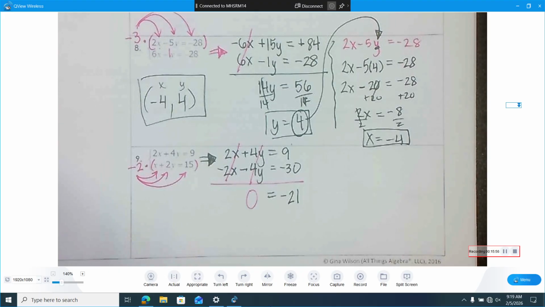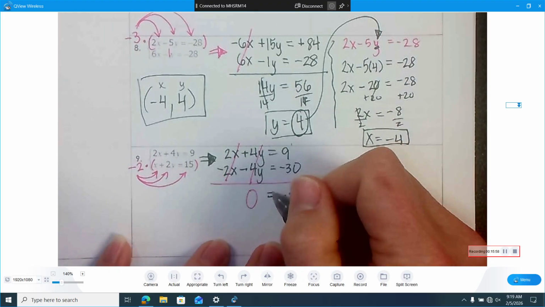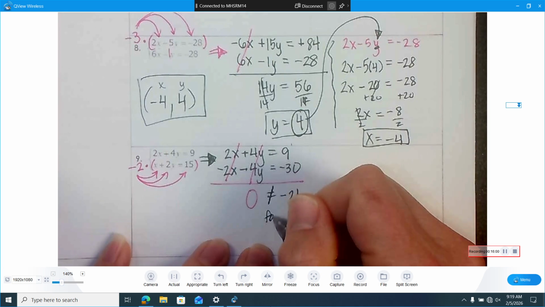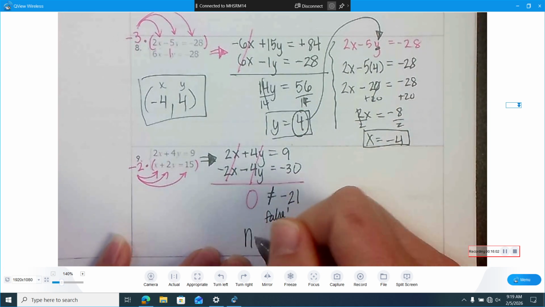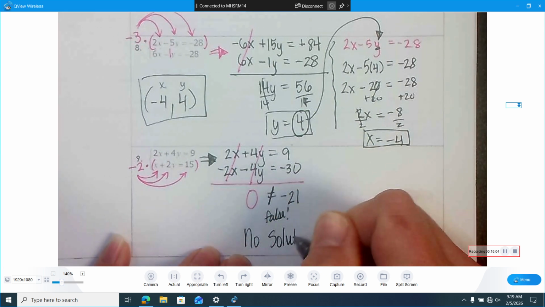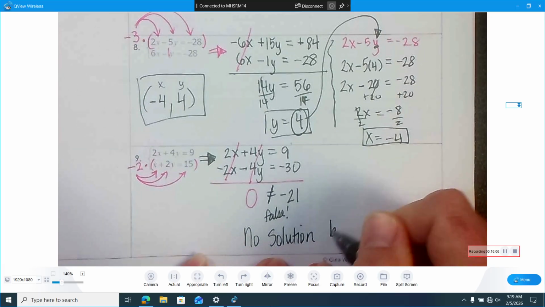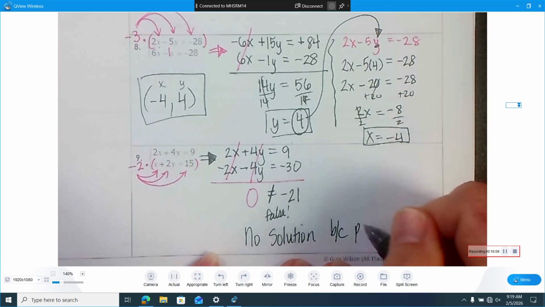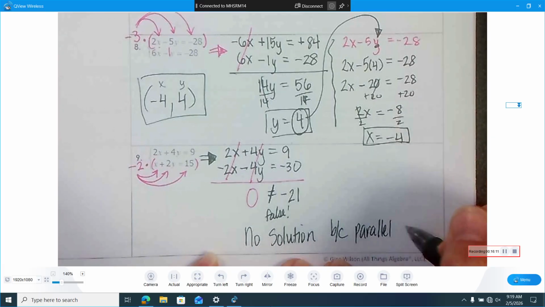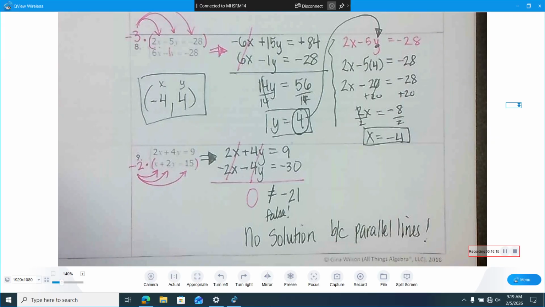What's happening here? No solution. This is a false statement. And therefore, this is no solution. Why? What do we have here? Ah, very good. It is parallel lines. All right. They don't intersect in this case.